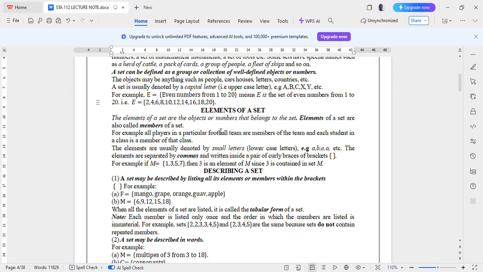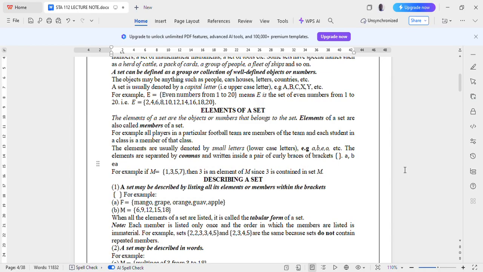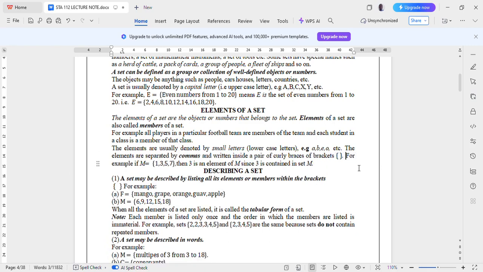So look at the example now. For example, a, b, e, a. They are in small letters, and the elements are separated by commas. Yes, they are separated by commas. It is very wrong to write it this way: abea. No, this is not right. This is just like one element, like a name. So you separate the elements with a comma, and space is possible. That is how to represent the elements of a set.